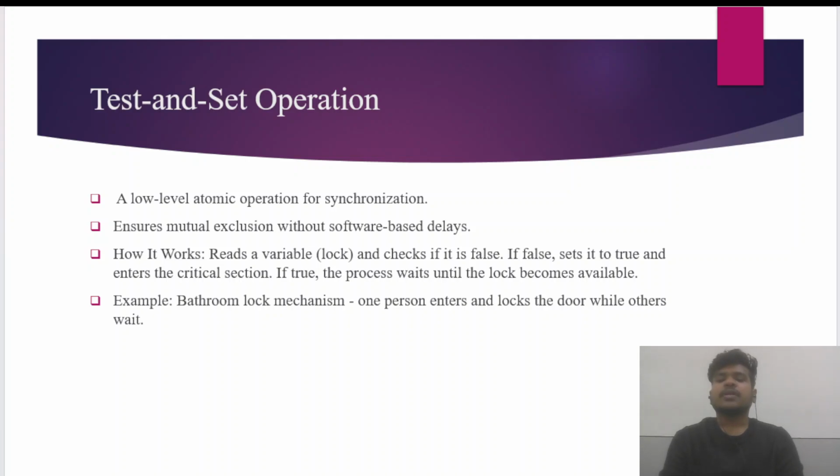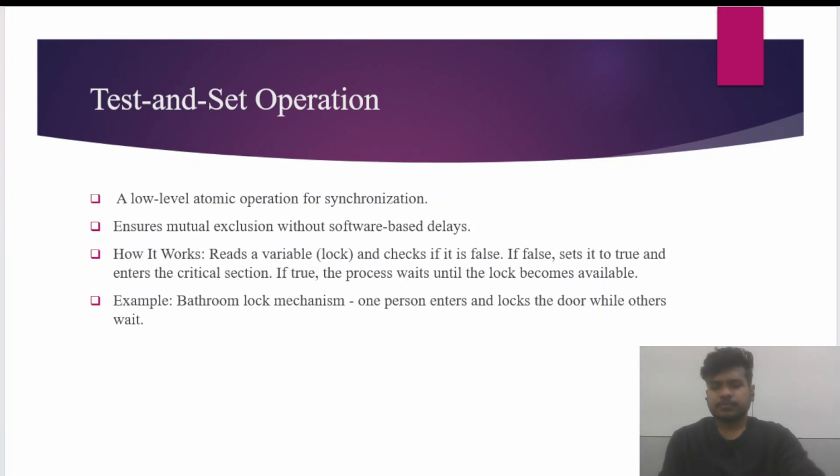Now let us look at the test and set operation. It is a low level atomic operation which is used to implement synchronization mechanisms like locks. So, what is test and set? The test and set operation allows a process to test a value and set it in a single atomic step. It checks a variable's value, and if it is false, it sets it to true. If it's already true, the process waits.